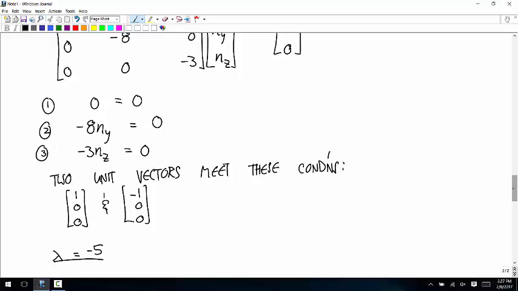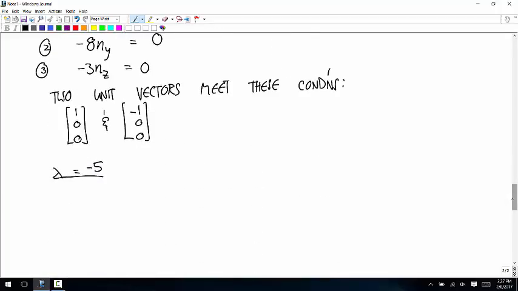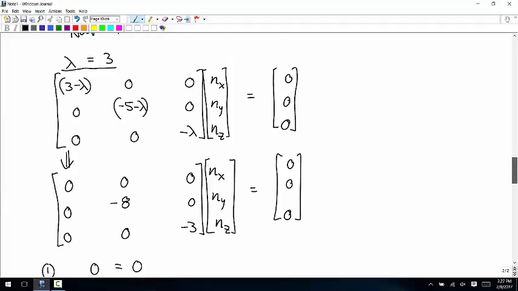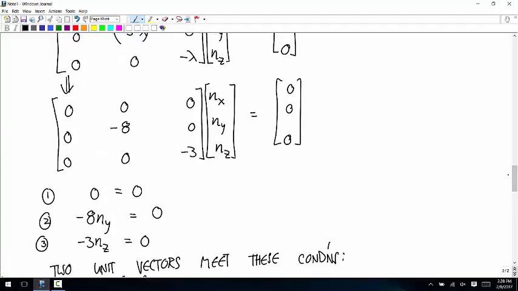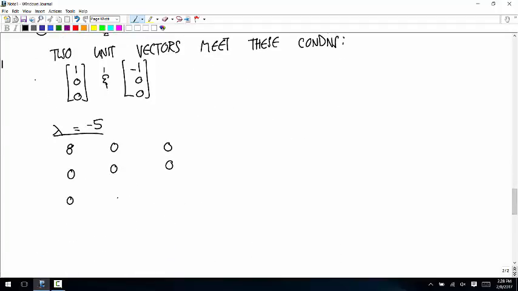Okay, so now lambda is equal to negative 5. We have 3 minus negative 5 is 8. Then negative 5 minus negative 5 is 0. And then we have 0, 0, 5. So that's the eigenvalue matrix that we get by plugging in negative 5 for lambda. And that times our unit vector is equal to zeros.